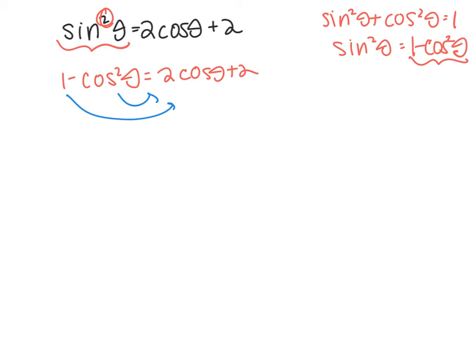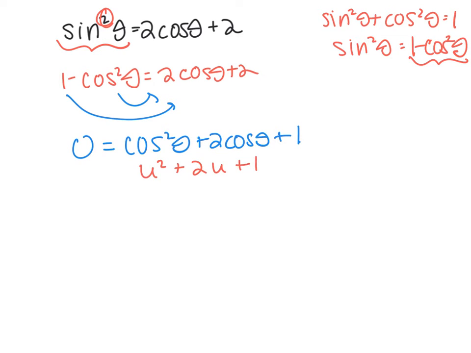Move your terms to the other side to set it equal to 0. And we get a positive cosine squared theta plus 2 cosine theta plus 1 equals 0. If you want to use u's to help yourself out, feel free. This factors to be u plus 1 and u plus 1. So separate those out. They equal 0. We don't have to write the same thing twice since it's the exact same factor.